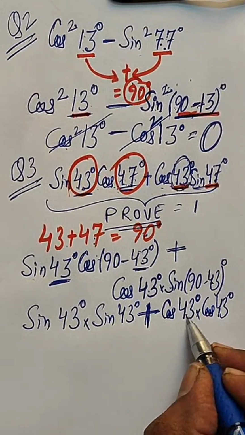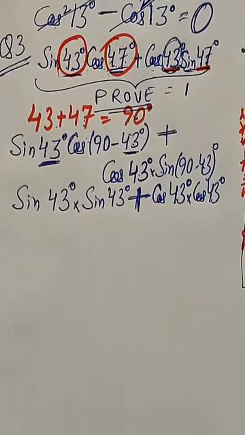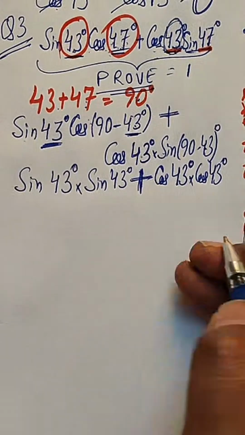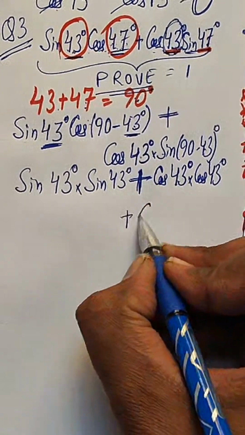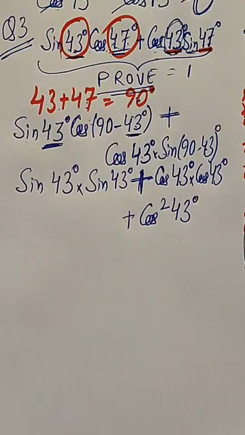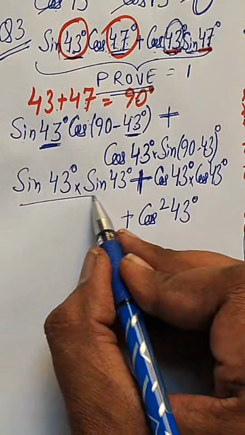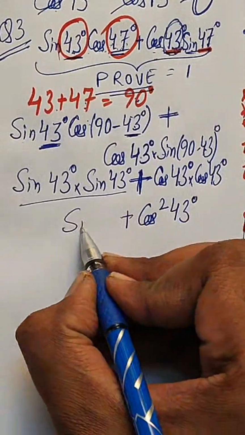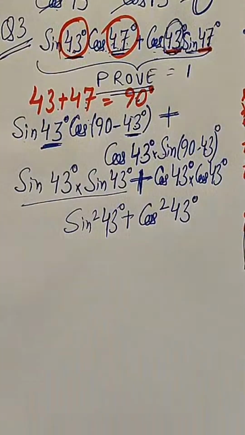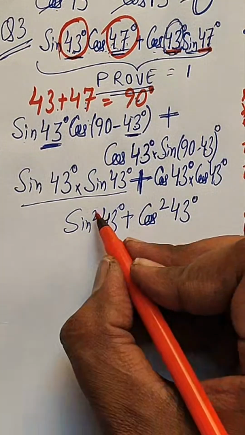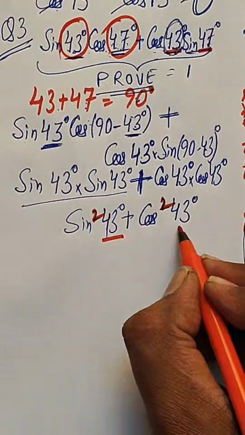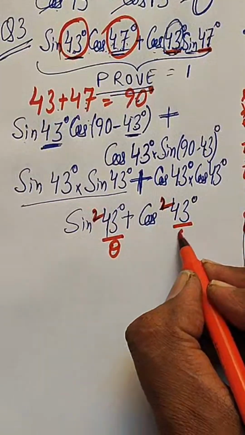So cos 43 is coming two times, so we can write it as cos square 43 degree. And sine 43 is coming two times, so we can write it as sine square 43 degree. So you can see sine square theta plus cos square theta, where theta is nothing but 43 degree.